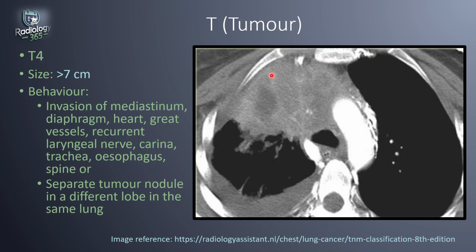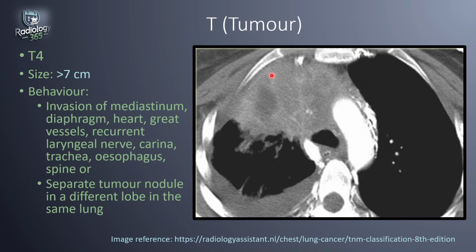Now, if you have another nodule in a different lobe, this time not in the same lobe, that's jumped from, let's say, the upper lobe to the lower lobe, it upgrades it to a T4 regardless of the size. So in this image, we see a typical T4 tumor in the right upper lobe with invasion of the mediastinum. You can see this structure. There's a loss of a distinct plane between the tumor and the structures of the mediastinum here.